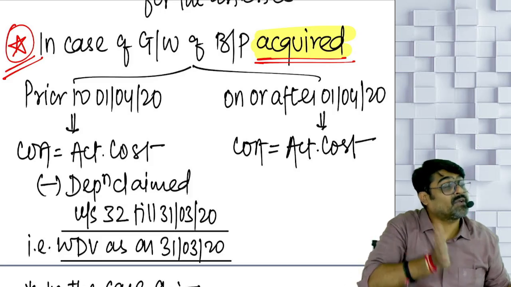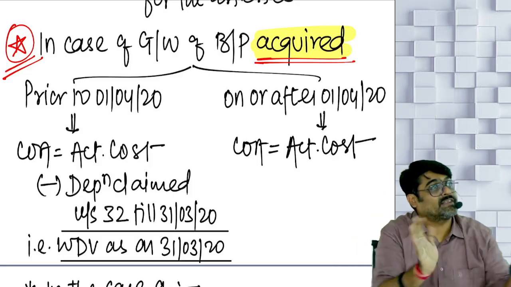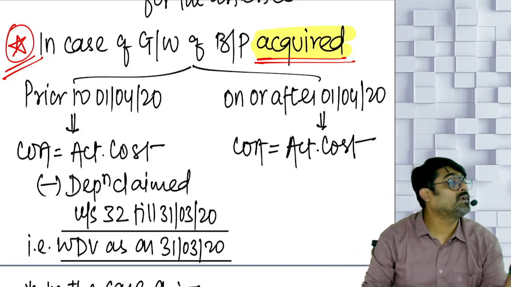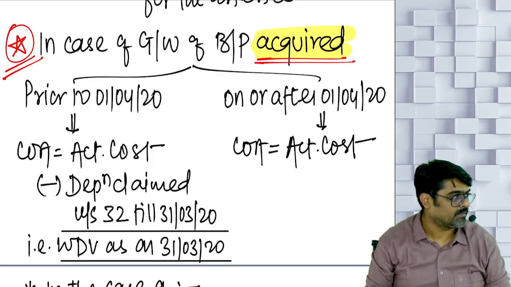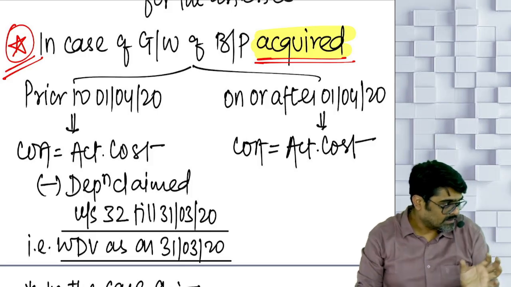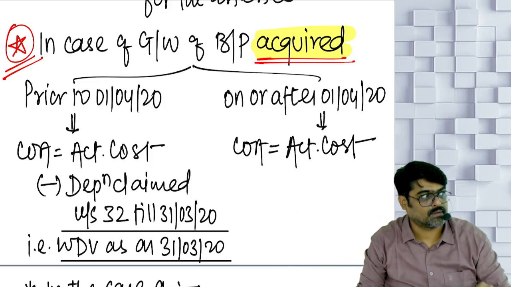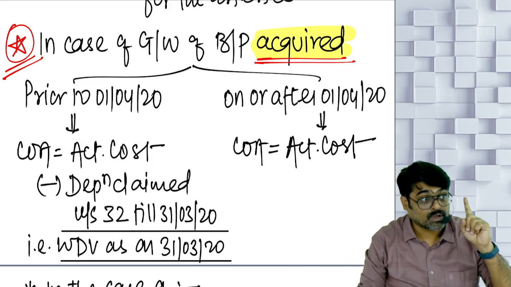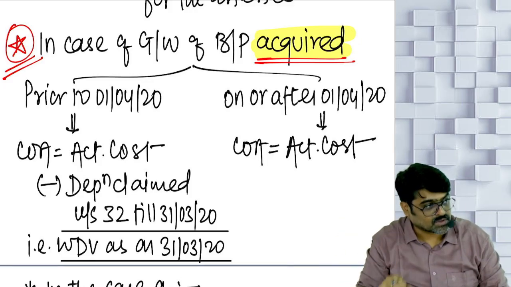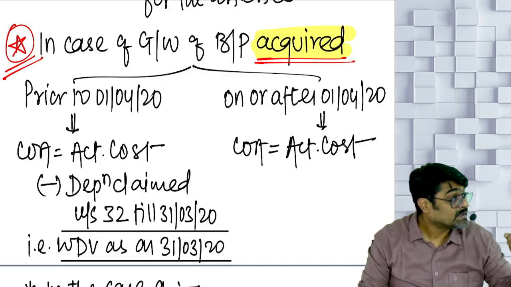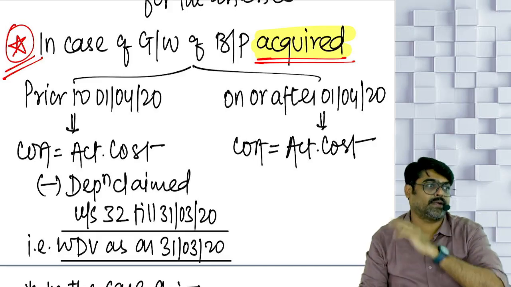Reduce. Till 31st March 20, whatever cost of that goodwill we allowed in the form of depreciation, reduce that. You will get the WDV of that goodwill, the remaining cost of that goodwill as on 31st March 2020. This goodwill and the remaining cost is thrown into capital gains. If the goodwill was acquired for the purpose of your business or profession, if it was acquired prior to 1st April 2001, will you take the entire actual cost? No. We'll take the WDV as on 31st March 2020.